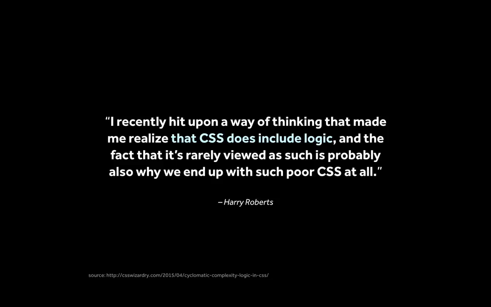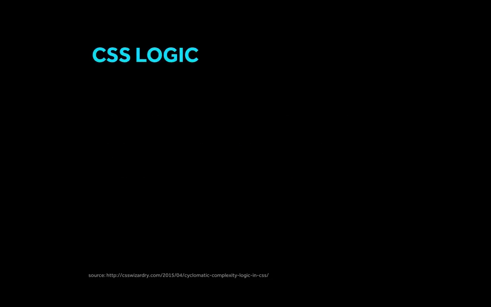This article came out this year, in April, and it was about logic in CSS, that CSS actually does include logic as a whole. It's rarely viewed that way, and that's probably the reason there's a lot of bad CSS out there and why you see these maintenance nightmares. So much of the CSS could be reduced if you target it the right way and think about it in a more logical sense. So back to this example here.